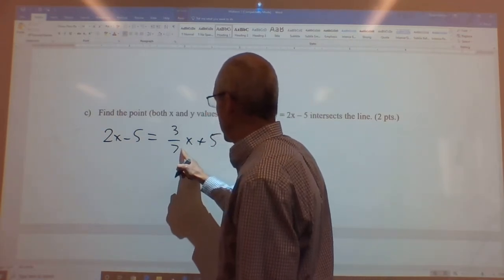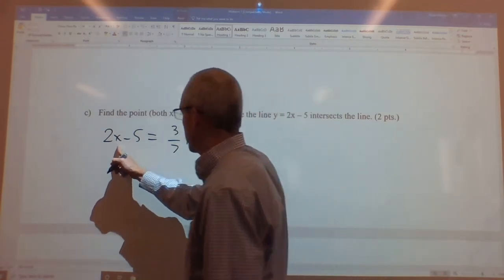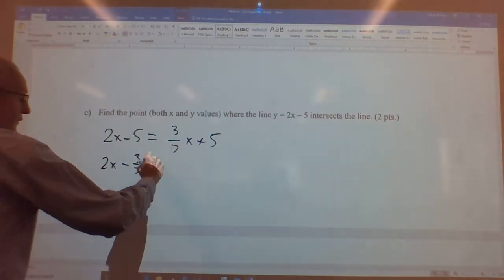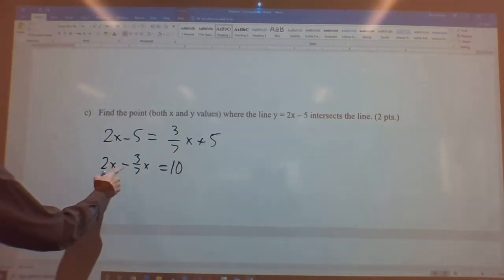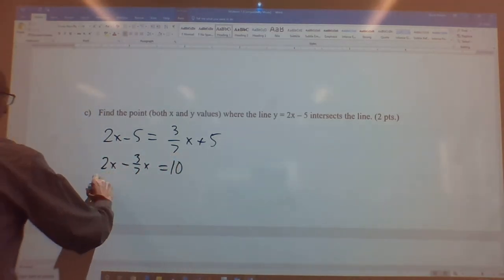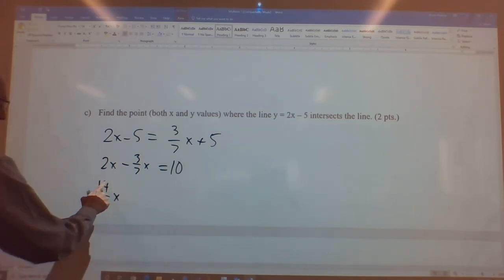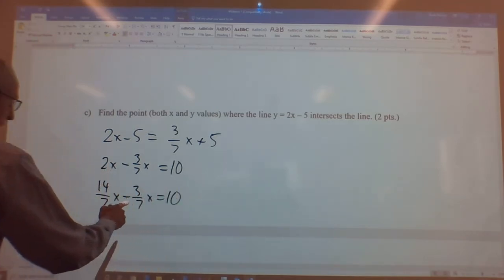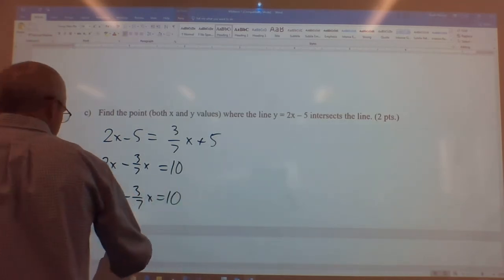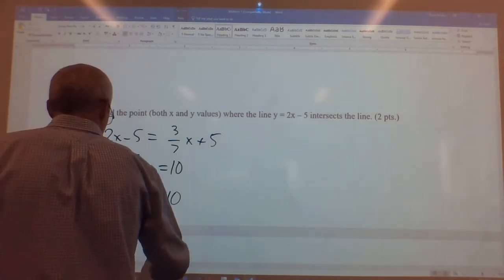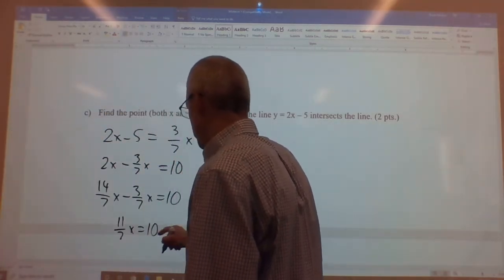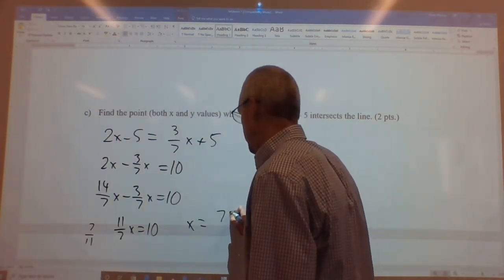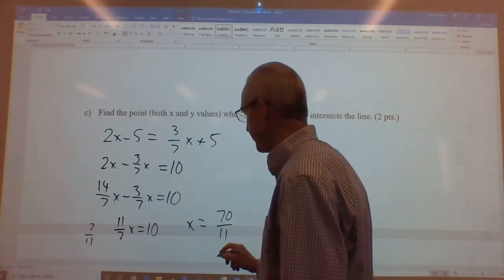Let's subtract the 3/7 x over here. So we have 2x minus 3/7 x, and put the plus 5 over here, equals 10. I had to do some tricky algebra here. 2x is like 14/7 x, right? 14 divided by 7 is 2, that's right. Minus 3/7 x equals 10. That would be 11/7. 11/7 x equals 10. Or x is equal to, multiply both sides by 7/11, 70 over 11.